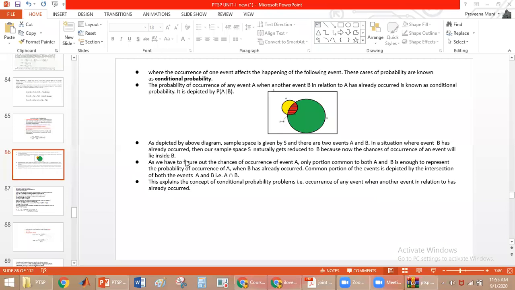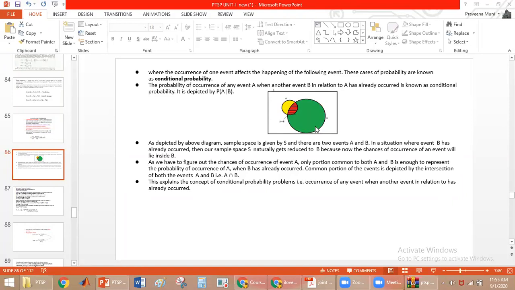So here, whenever we are finding probability of A given B, we will be checking occurrence of A only in the portion that is A intersection B. In that portion only we will be checking. And we have to remember that now the sample space will be reduced to B. You no need to consider the complete sample space. Now the sample space is reduced to B.